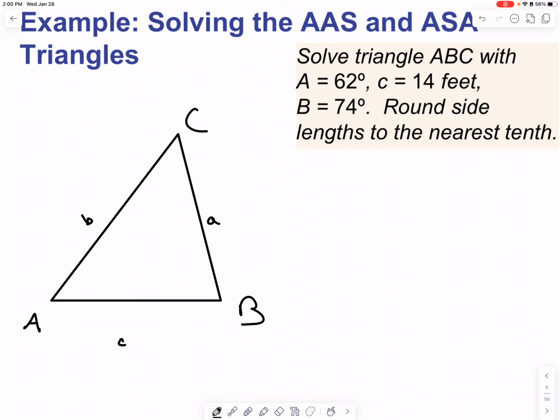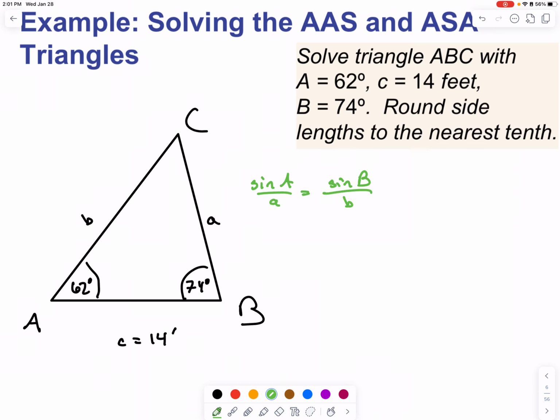Now, we're given that angle A is 62 degrees, so I'll put 62 degrees here for angle A. Angle B is 74 degrees. We'll calculate angle C momentarily. And side c is 14 feet. Again, with the law of sines, we can use the sine of A over a, sine of B over b, equals the sine of C over c.